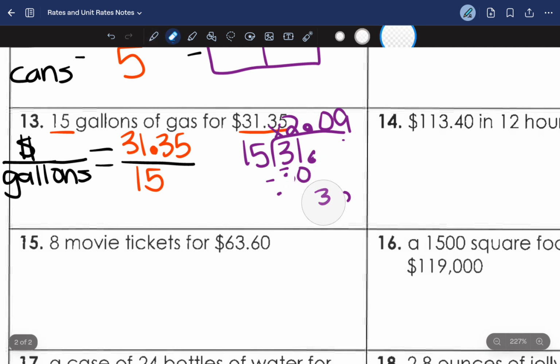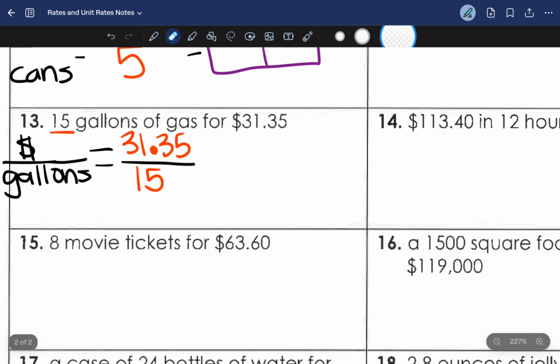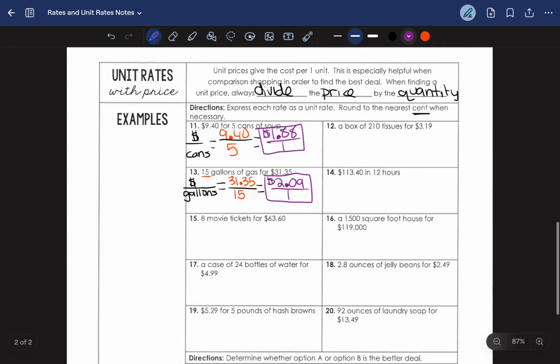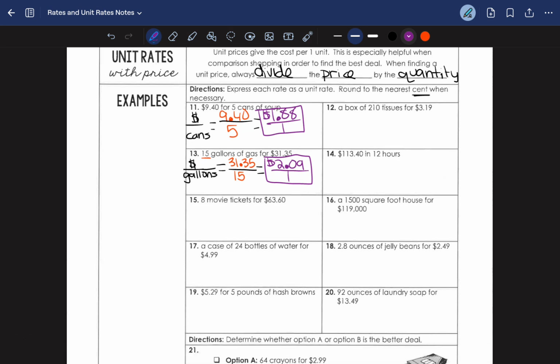I'm going to erase this because, again, I need space, and there's not a whole lot of space on this paper. So I'm going to put equals, and I just calculated $2.09 over 1. So what that means is it's $2.09 for 1 gallon of gas. All right. So y'all get the idea on this. Just do price and divide by quantity.